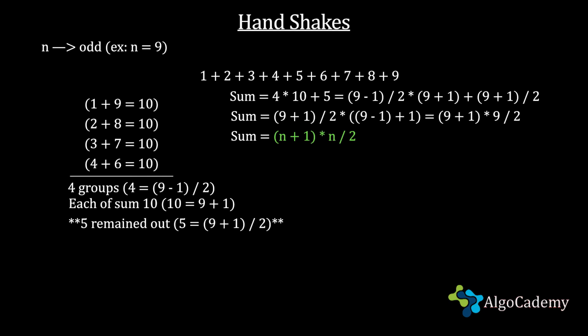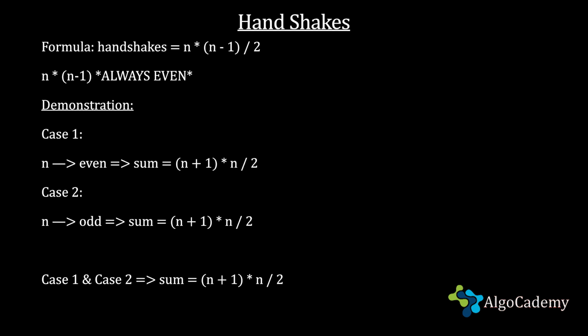You can pair 1 with n, 2 with n minus 1, 3 with n minus 2, and so on and so forth. And the only number without pair will be (n plus 1) divided by 2. Then you can add this together and do the same mathematical tricks, and you will get (n plus 1) times n divided by 2. And the conclusion is that the sum 1 plus 2 plus 3 plus dot dot dot plus n is equal to n times (n plus 1) divided by 2.